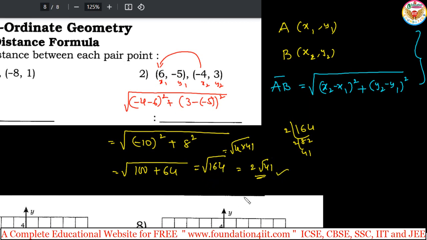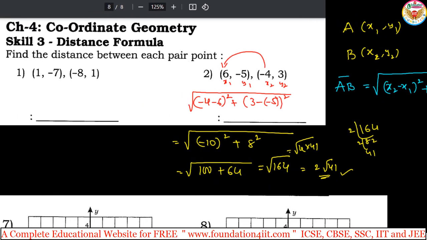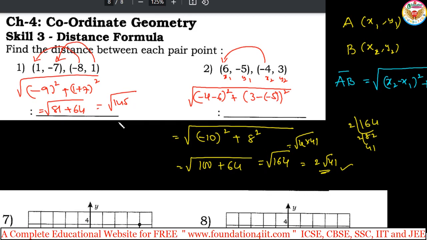Right? So this is how you can apply the distance formula. Even here, what is the formula? (x2 minus x1) is minus 8 minus 1, minus 9, whole square, plus (y2 minus y1) is 1 minus of minus 7, so plus 7, whole square. So the square root of 81 plus 8 square, 64. We can add this: square root of 145. So you can use that formula.